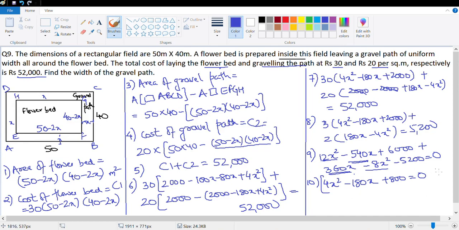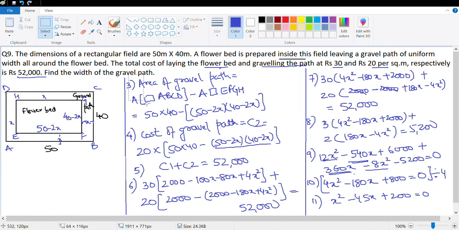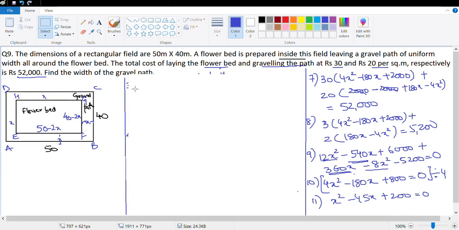I notice that 4 is common in all elements, so let's divide this by 4, and what I get is x squared minus 45x plus 200 is equal to 0. Now I will need to erase some parts so that we have some space to work. So let me just erase this part and see if we can finish it in the space that I've created now. Done.